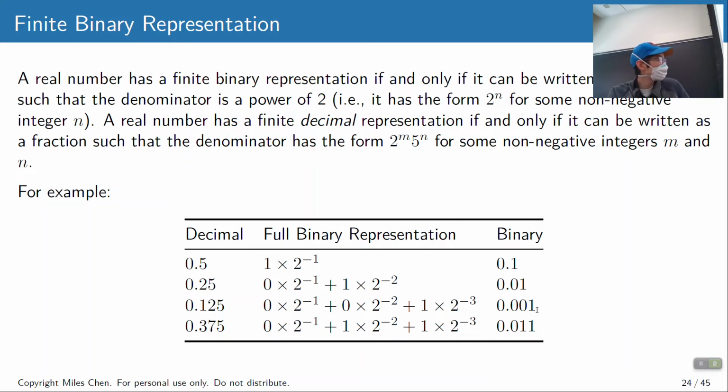And you could represent something like 3/8. 3/8 would be 0.375 in decimal, but in binary, 3/8 would be 1/4 plus 1/8. So you'd have a 1 in the quarter place and a 1 in the eighths place, and it would be 0.011. Is that okay? So representing 3/8 in binary would be 0.011.